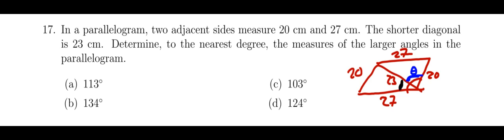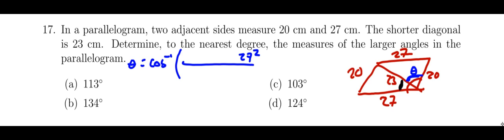Let's call that theta. Theta is going to equal the inverse cosine of, and because the side 27 is opposite, it'll be 27 squared up there. And then I'm going to get 23 squared plus 20 squared, and I'm going to minus that 27 squared. And then the denominator will be 2 times 23 times 20. The pattern is sort of the same every time we use it. What's important is that I'm subtracting the 27 squared in the numerator, because that's what links that whole thing to angle theta.